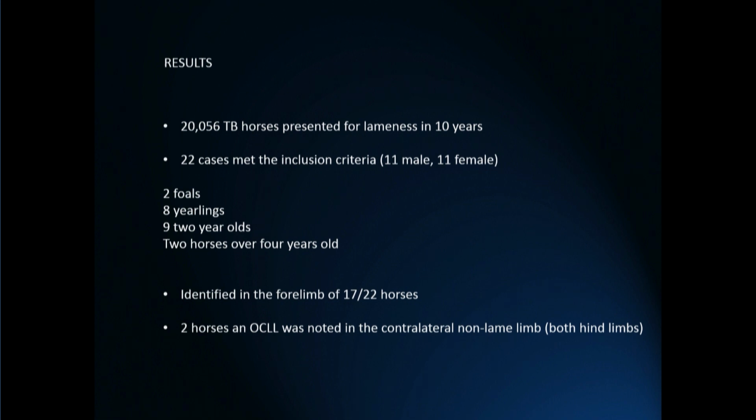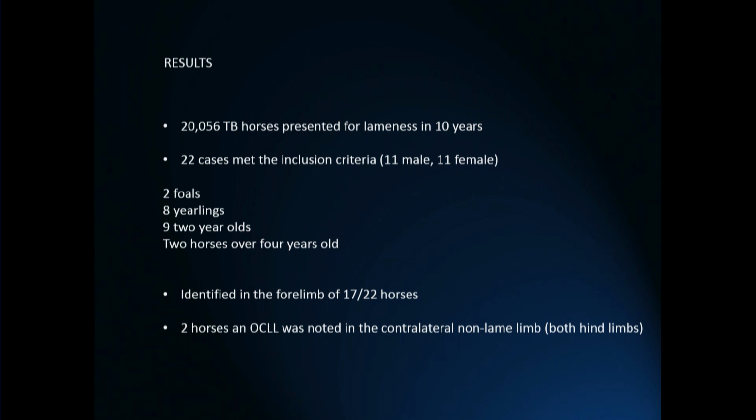The cyst-like lesions were seen in the forelimb of 17 of the 22 horses. This correlates quite well with the previous study done by Mayer and Sherlock, which saw the cyst-like lesions in 11 out of 12 of the front feet that they looked at. Interestingly, we know that these lesions are asymptomatic in other sites, particularly the stifle, and it's unclear whether they're asymptomatic in the distal phalanx. However, in this study, we had 2 horses which had cyst-like lesions identified in the distal phalanx, both in hind limbs, in the contralateral non-lame limb as well.